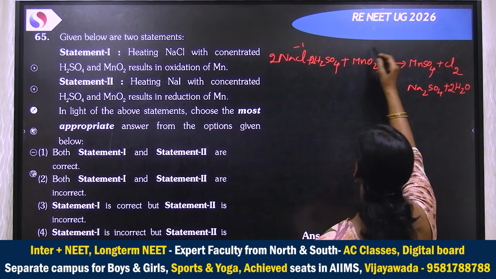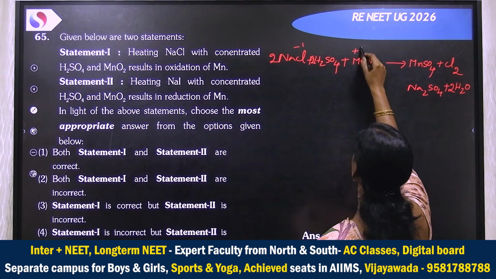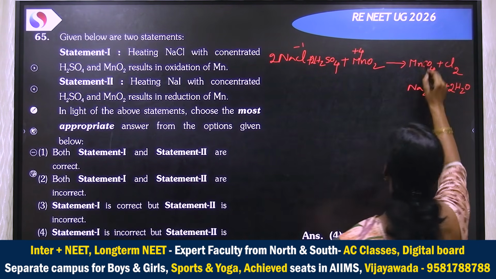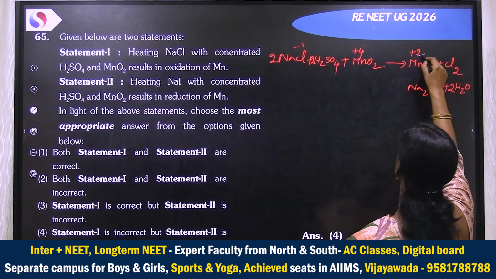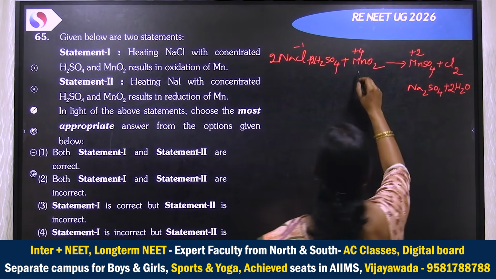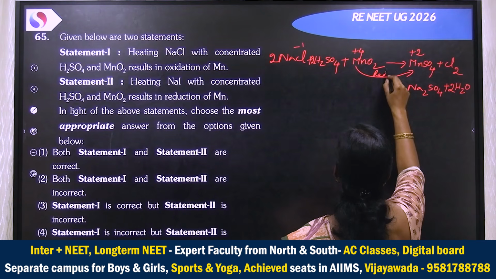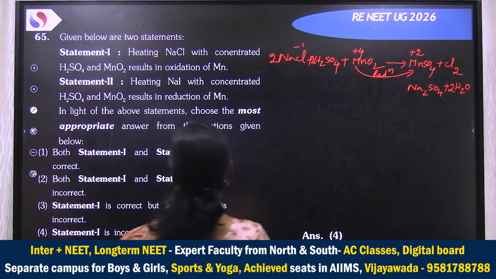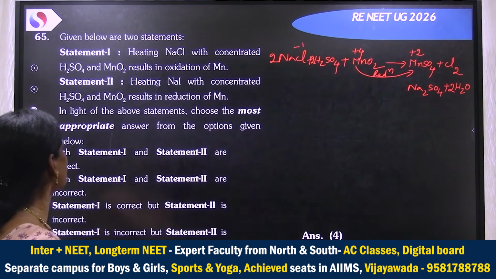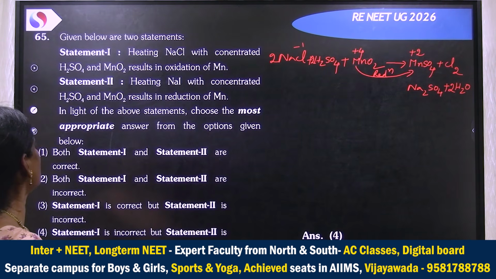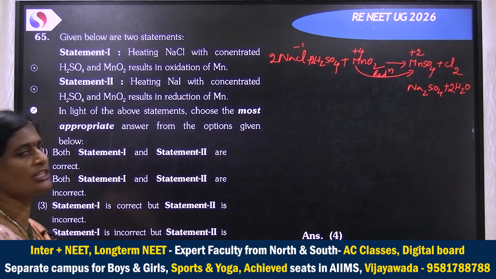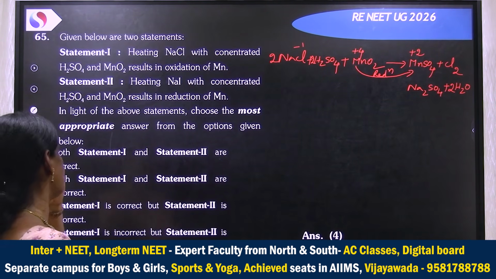On the reactant side, manganese is in the +4 state, and in MnSO4 manganese is in the +2 state. So from +4 to +2 it is a reduction. So heating sodium chloride with concentrated H2SO4 and MnO2 results in oxidation of manganese, and that is a wrong statement.